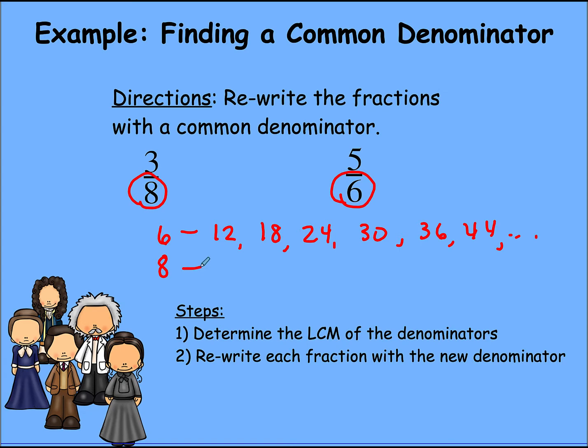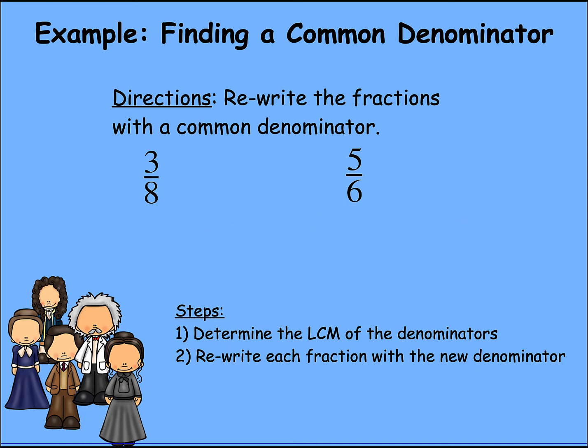But I can stop as soon as I find one that they have in common. So the second multiple of 8 after 8 is 16, and then 24, and boom, I'm done because I found the first one that they have in common, which is 24. So now I know that I need to rewrite each of these two fractions with a denominator of 24, because the least common multiple of 8 and 6 is 24.